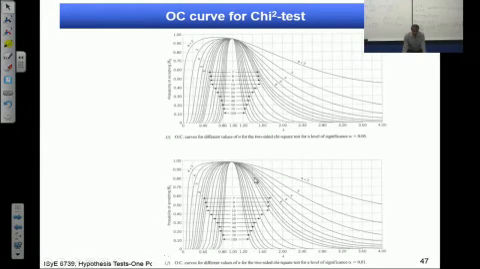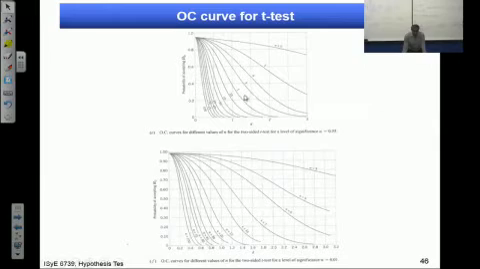For chi-square, as you can see, this is symmetric. That's why I don't have negative numbers here. So it doesn't matter what the direction of change is. Is it positive or negative? You get the same beta.